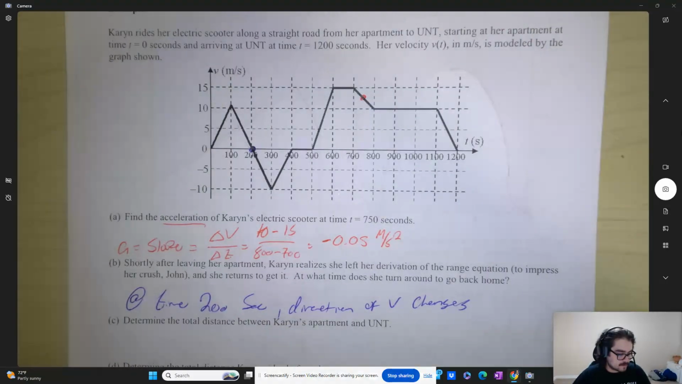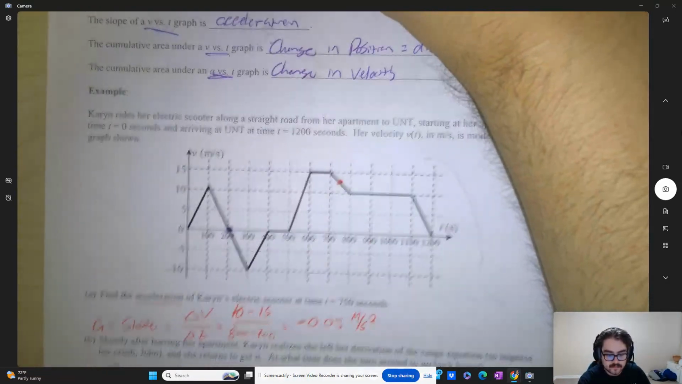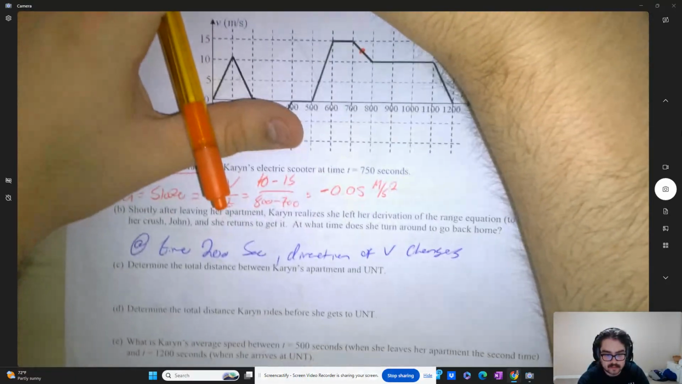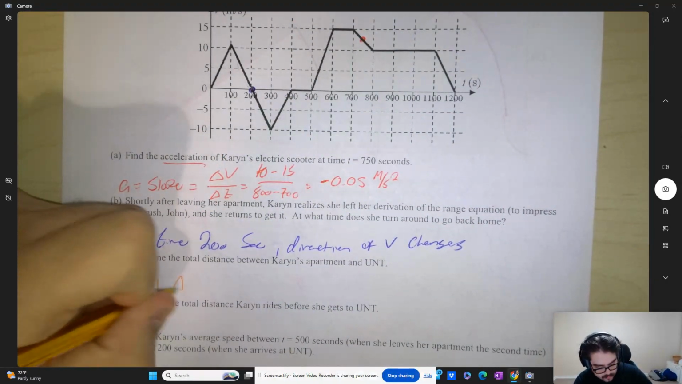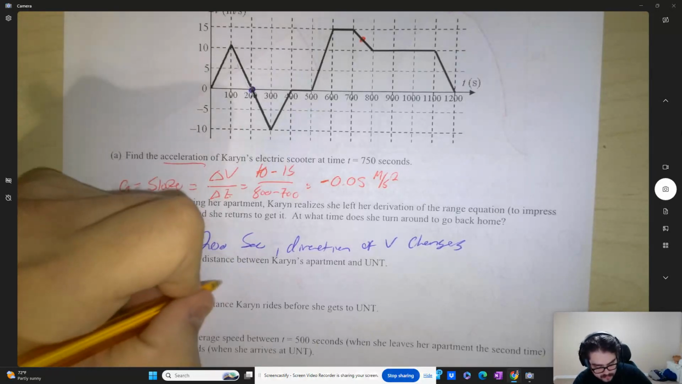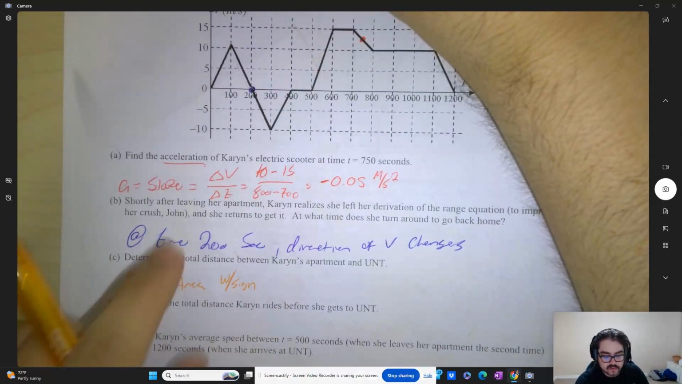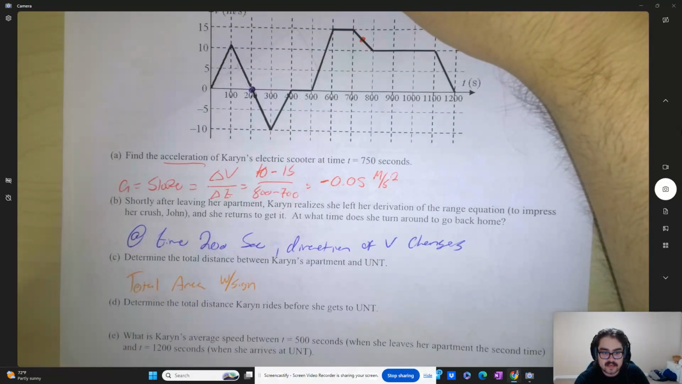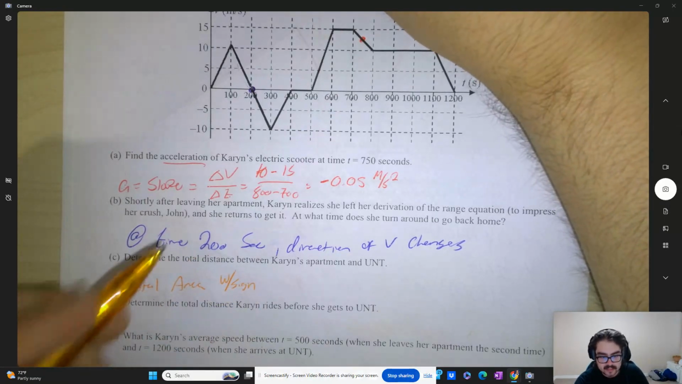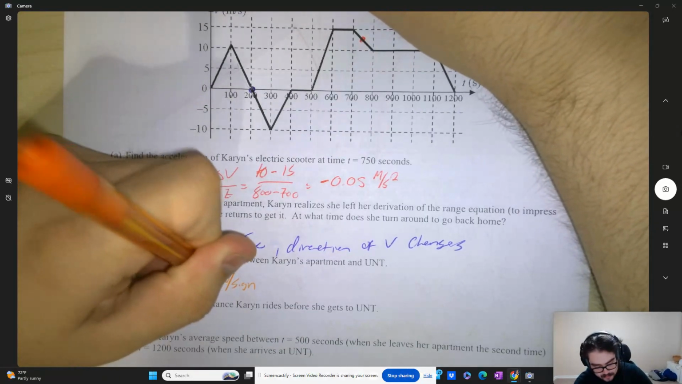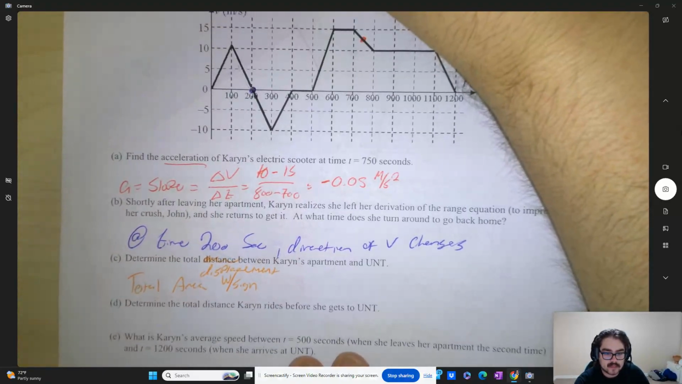Next, the total distance between the apartment and UNT. To find the total distance, sorry, I'm trying to get this under my document camera, it's the total area with sign, or in other words, the displacement, right? So we would actually have to subtract any negative area. This should honestly probably say the displacement between Karen's apartment and UNT. So maybe instead of saying distance, we can say displacement, and maybe I'll keep that in mind next year. The total displacement between Karen's apartment and UNT.